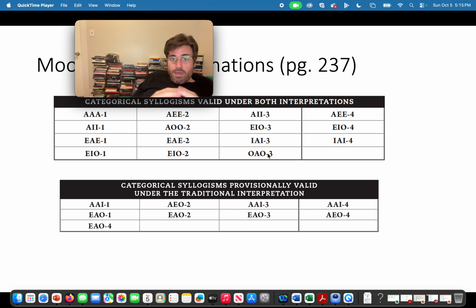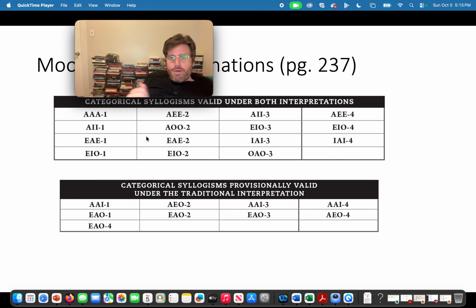We'll talk about provisional validity under the traditional interpretation, right? This has to do with an intermediate step, but note that this set in the top box is valid absolutely under both modern and traditional interpretations.